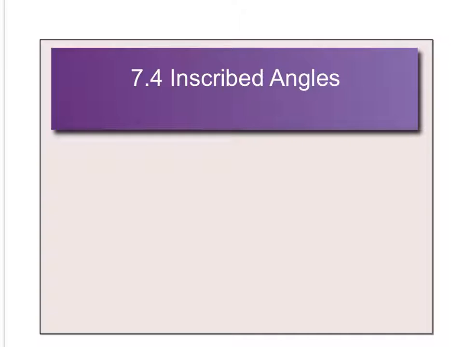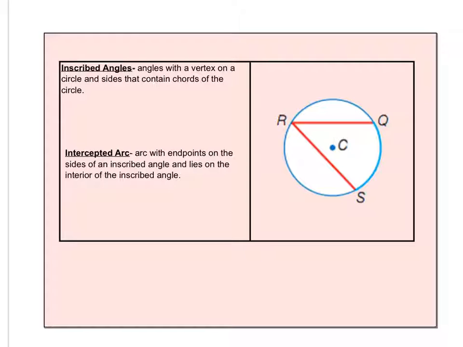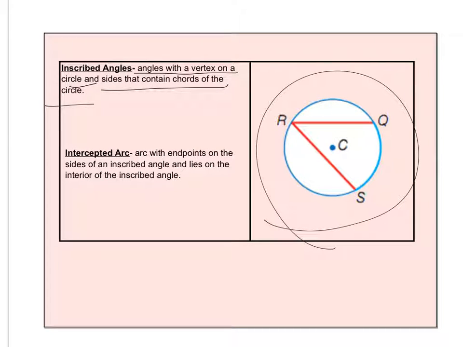7-4 is talking about inscribed angles, and an inscribed angle is kind of exactly what it sounds like, but we'll talk about it here a little bit. An inscribed angle is an angle with the vertex on a circle and sides that are chords of the circle. So this is an example of an inscribed angle.